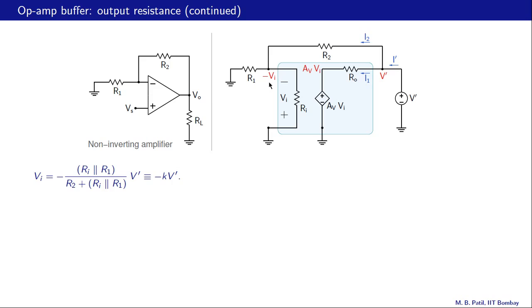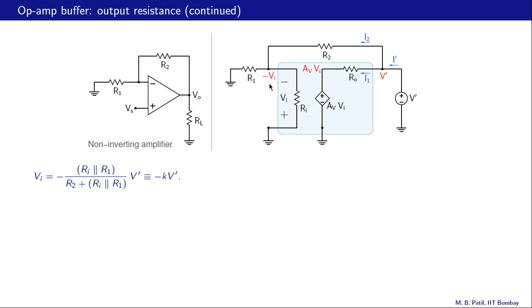Now this voltage minus Vi can be related to V prime when we realize that this R1 and Ri are actually in parallel. So from this node we have two resistances going to ground, R1 and Ri. So they are actually in parallel. So we have a single resistance, R1 parallel Ri, going to ground from this node. And once we figure that out, we can obtain this node voltage.